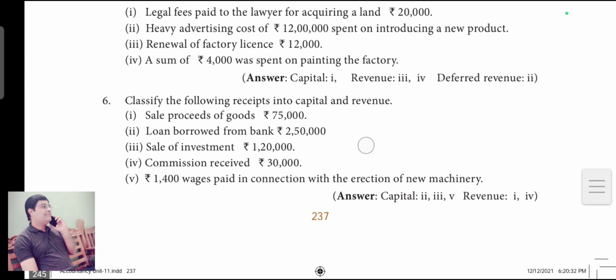Mostly 6th sum is very important because all this answer is capital receipt and revenue receipt. Students are writing capital expenditure and revenue expenditure instead of receipt. So sum number 6 is very important examination point of view. So do it very carefully, sum number 6. It's very important question in this chapter.